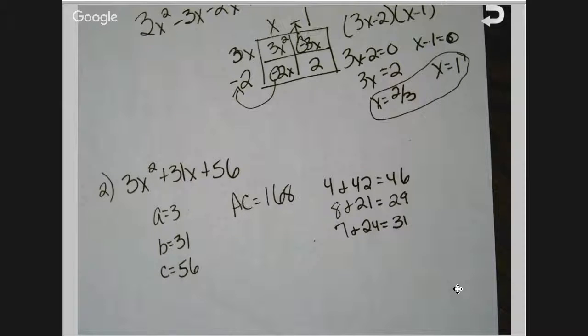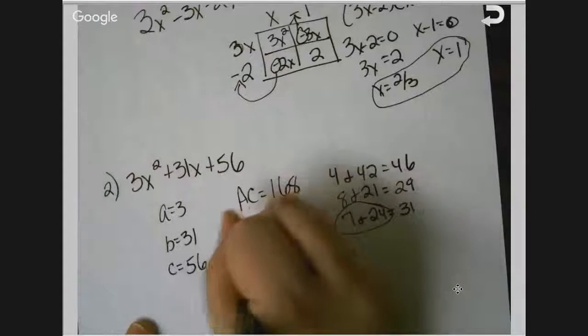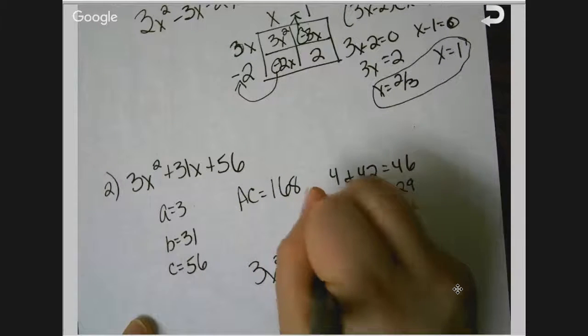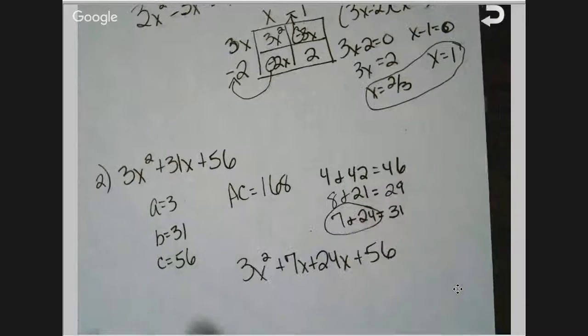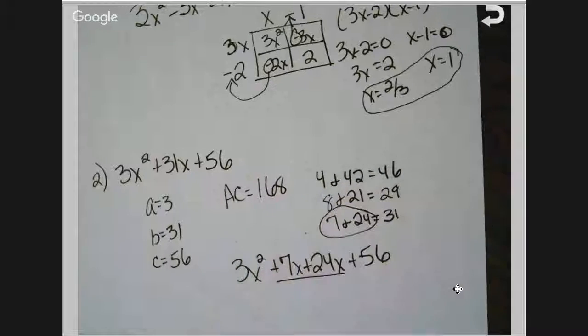Okay. I really didn't have to do a lot of thinking. I really just sat there and played with it for a minute and said, okay, well, I'm going to narrow down my options until it finally adds up. So 7 and 24 are my new middle terms. So I have 3x squared plus 7x plus 24x plus 56. Yet again, the only thing I rewrote was my middle terms.